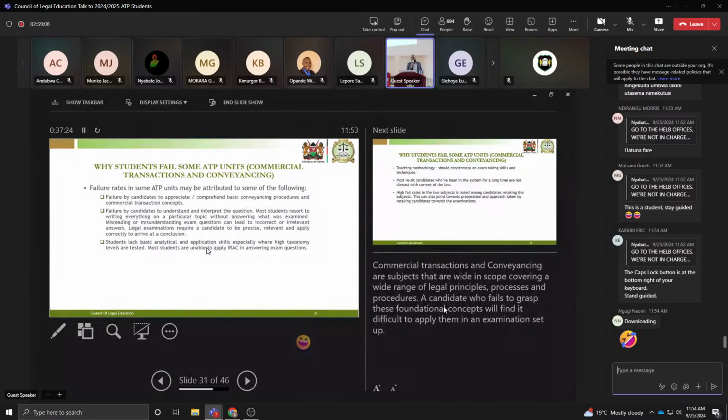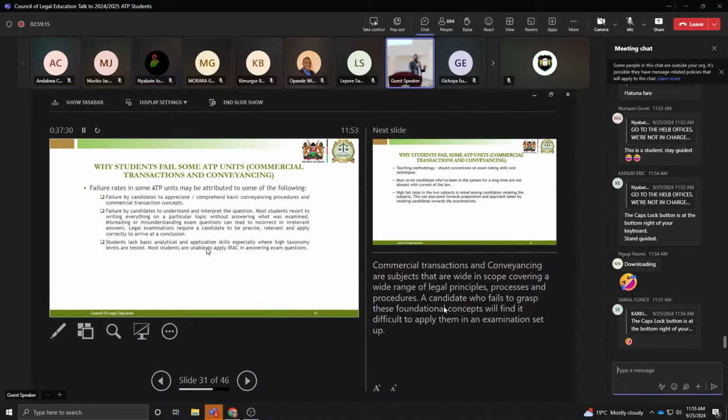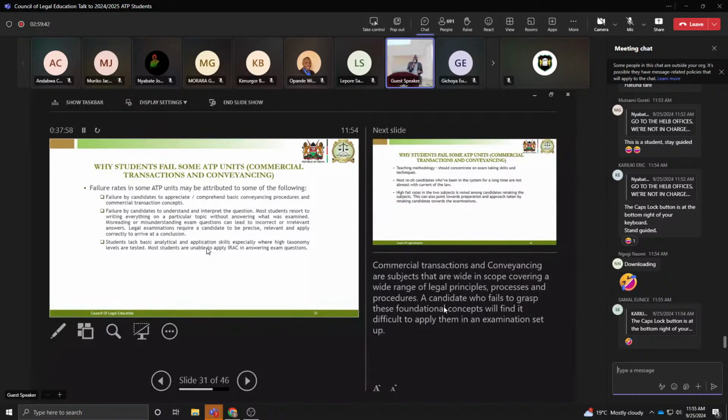The other issue is interpretation of the question. Some students leave the examination very confident that they have passed. But the problem is, how did you interpret the question? We have found that there's a problem when it comes to interpretation of the question. That's why we try as much as possible to make the task very clear, so that it does not have several tasks within one question. So it's very important that you read and reread the question before you start answering it.